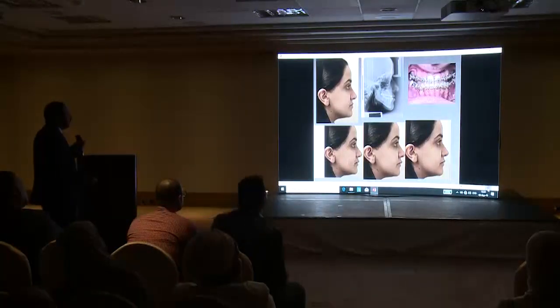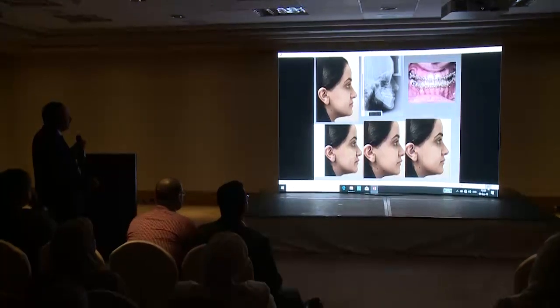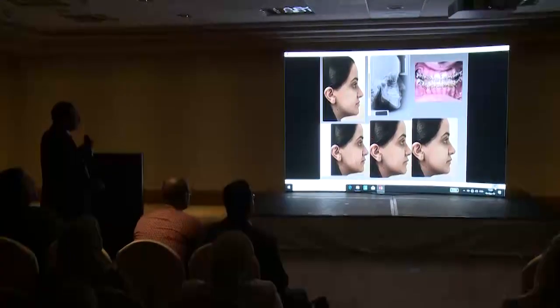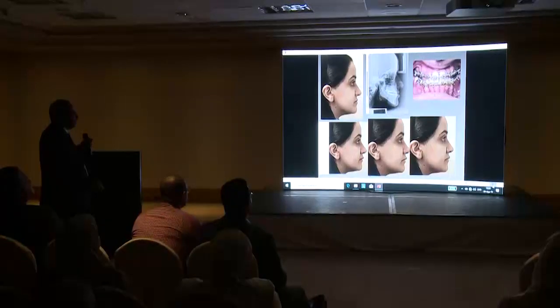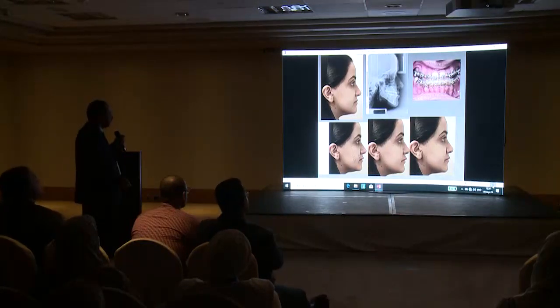Another case here, reversed bite, mandibular prognathism, but the problem was in the maxilla, and we advanced the maxilla. The patient pre-operative, simulation, and the patient actual post-operative photograph. Next, please.